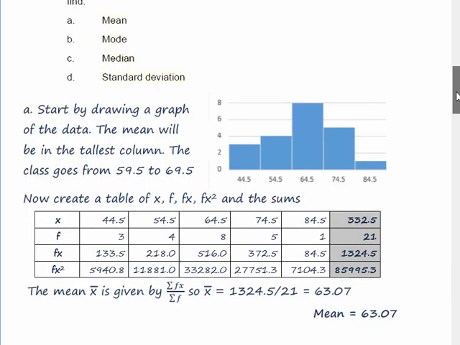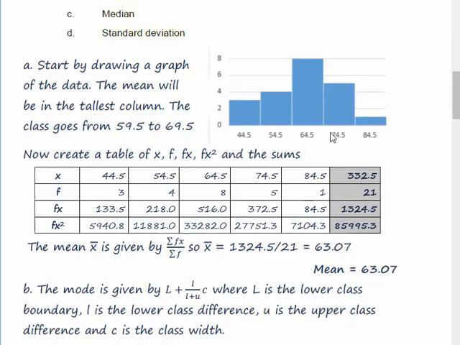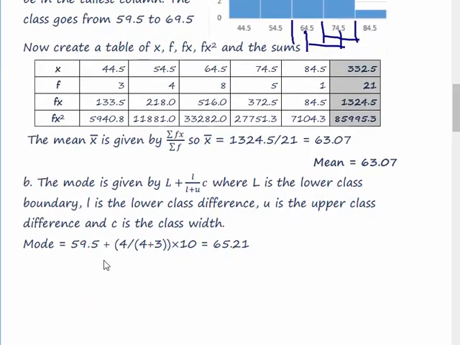For the mode, we're going to use this equation, where L is the lower class boundary, L is the frequency difference at the lower band, U is the frequency difference at the upper band, and C is the class value, which either goes from 64.5 to 74.5, or if you'd rather, goes from 64.95 to 74.95. Either way, it's a value of 10. So if you put those values into the equation, we're going to get 59.5 plus 4 over 4 plus 3 times 10, which gives us a value of 65.21.